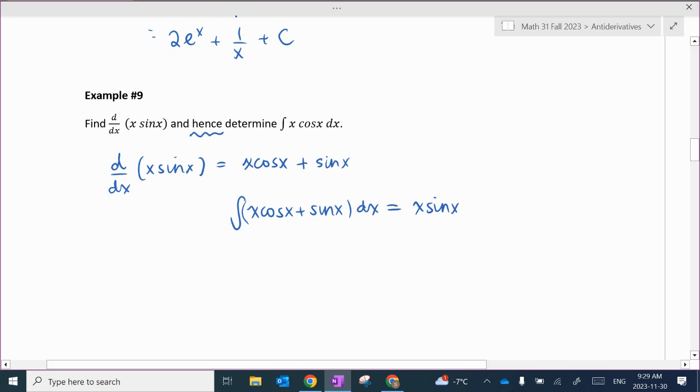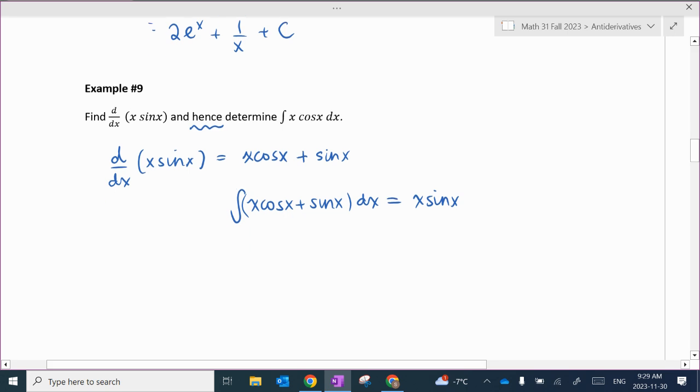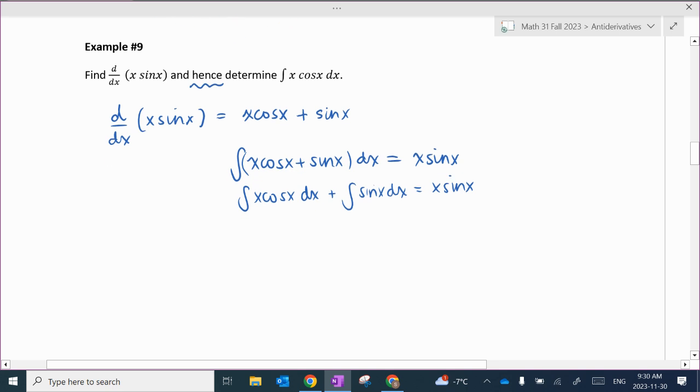Okay? I want to just know what the antiderivative of x cos x is. So whenever we've been finding antiderivatives so far, if we've got sums or differences, we've just been finding the antiderivative of each sum and difference, right? So that's why it makes sense that we could rewrite this as two separate integrals. That make sense? Okay. Great. So then all we have to do is isolate this guy.